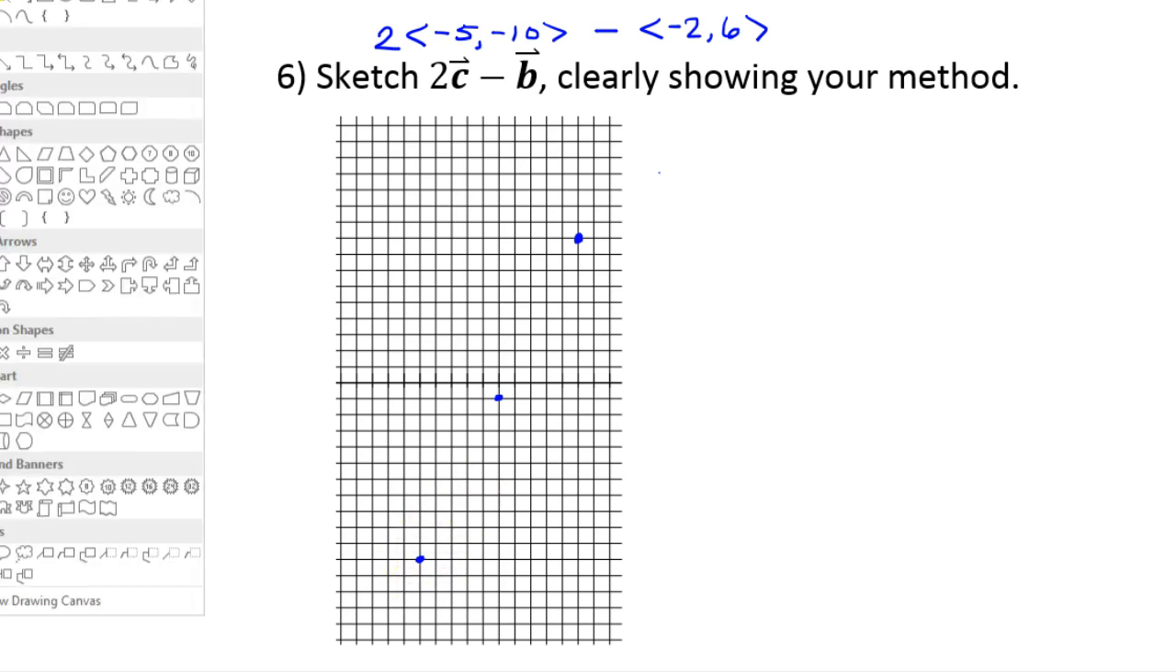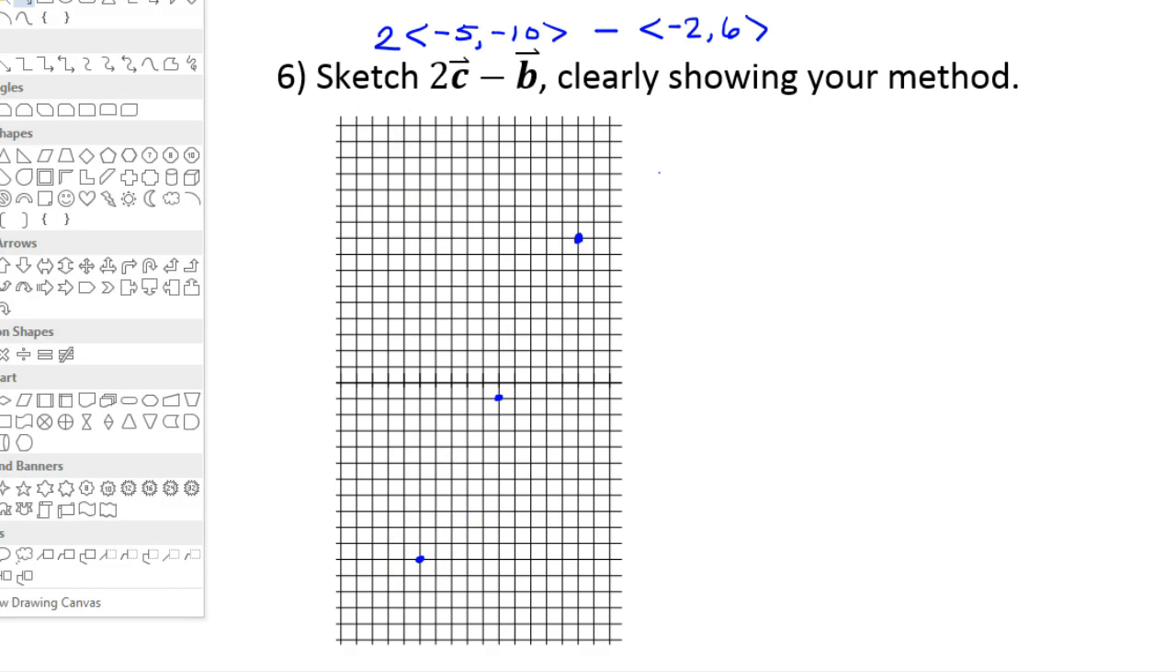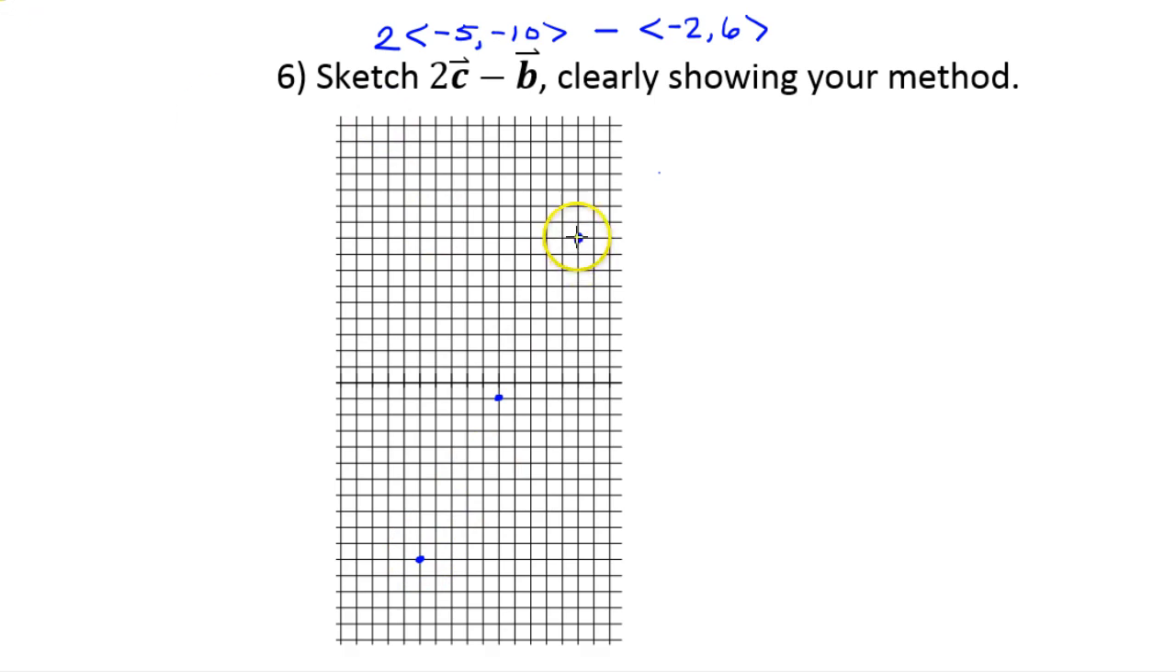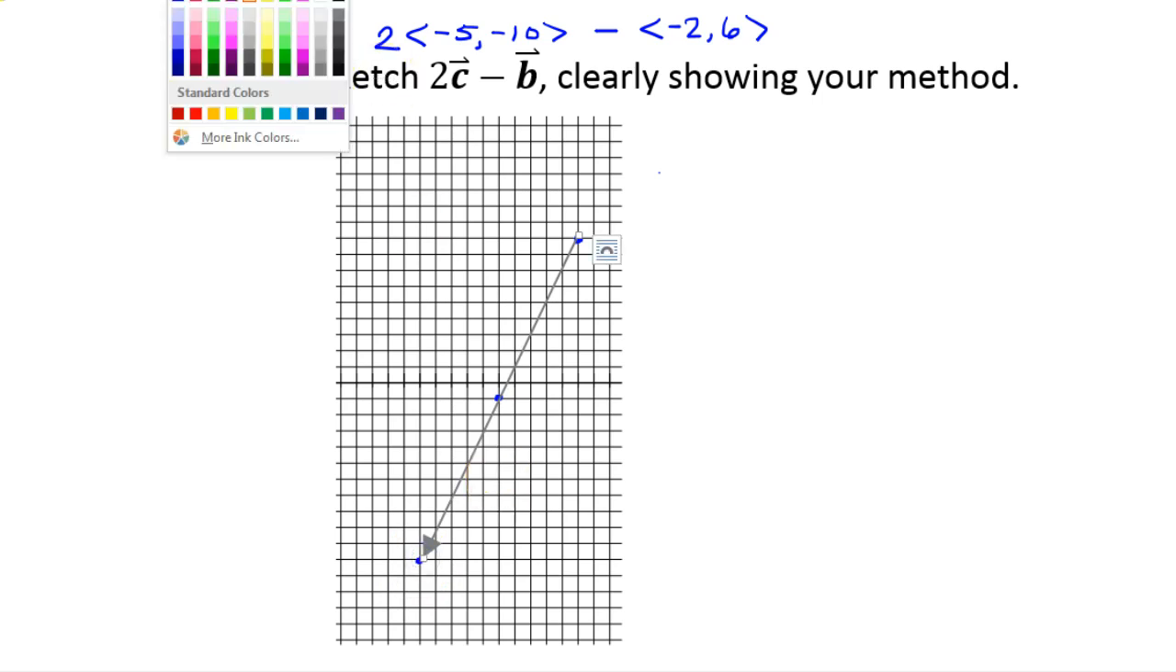So now let's go ahead and draw 2c. So the vector 2c should go from here to here. Okay, this is the vector 2c. And I want it to be blue.